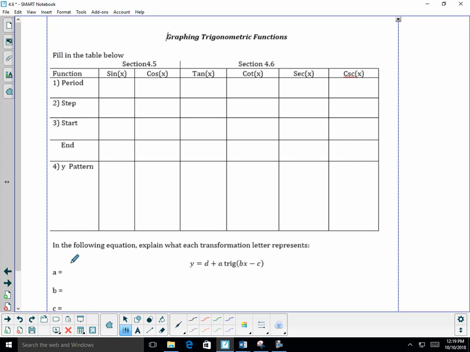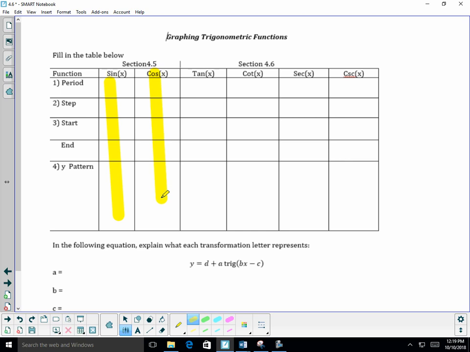We've already filled out the sections for 4 or 5. We did those last week when we graphed sine and cosine. So now we're going to fill out the sections for tangent and cotangent, secant and cosecant. They kind of come grouped together in pairs. So the first two we're going to talk about are tangent and cotangent.